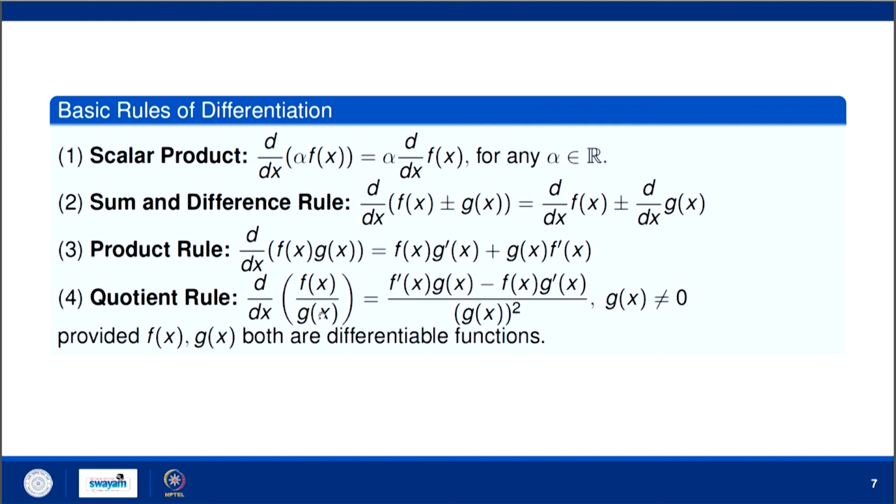And the quotient rule is what? The denominator times the derivative of the numerator minus the numerator times the derivative of the denominator, upon the denominator whole square, and of course the denominator should not be equal to 0 for any x, provided both are differentiable functions. So, we have already studied these in our 11th-12th classes. This is simply a recap of those things which we have already done, and we will use this theory in our forthcoming lectures based on calculus.